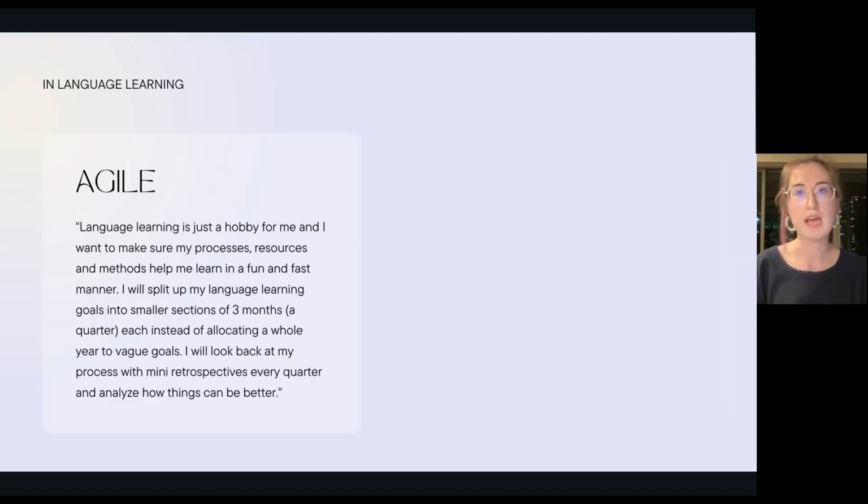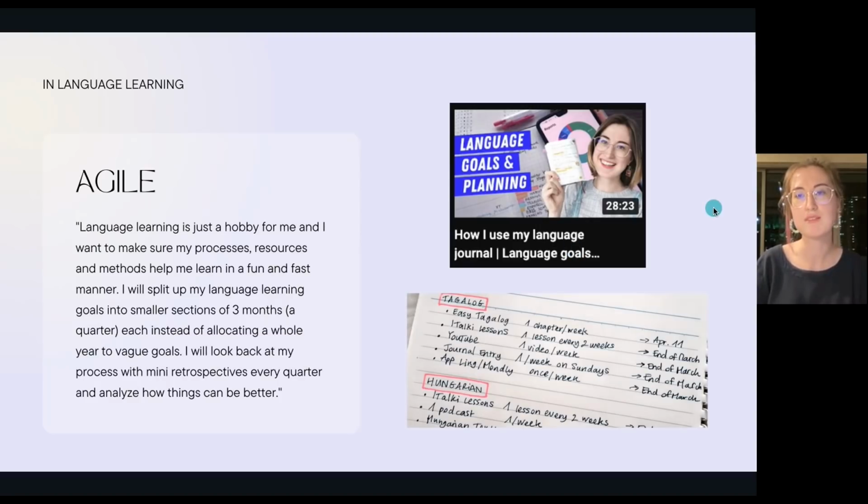So I try and use an agile approach to my language learning. For me, language learning is just a hobby. I want to make sure that my processes, language learning resources, and methods will help me learn in a fun and fast manner. So what I did this year is I split my language learning goals into quarters. So that's how we work, in corporate or in tech, you have your goals for quarter one, quarter two, quarter three. And I said, okay, for the first quarter of the year, I'm going to focus on Hungarian and Spanish. And then I'm going to look back at the end of each quarter and do little mini retrospectives with myself to improve my processes.